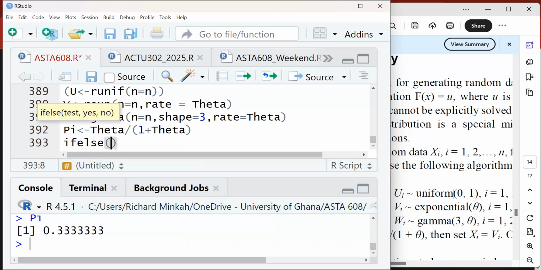Okay, so U less or equal to pi. If that is the case, what do you do? You simulate from V. Else, you simulate from where? W. Yes.